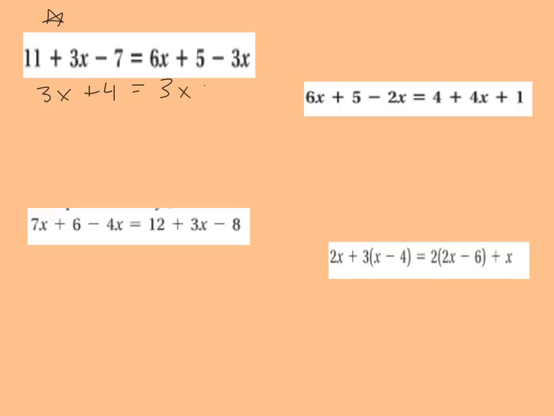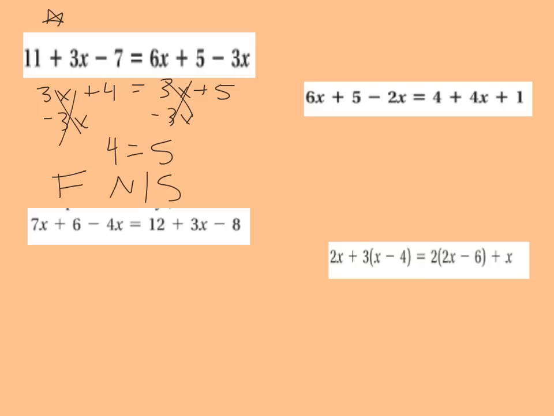3x plus 5. So right now I'm going to first move the variable over. So if I subtract 3x on both sides of my equation, I have 4 equals 5 because my variable canceled out on both sides. Now, does 4 equal 5? Nope. So this would be a false statement. That means that there's no solution. Whenever there is a false statement, that's no solution.